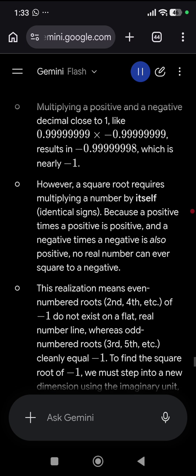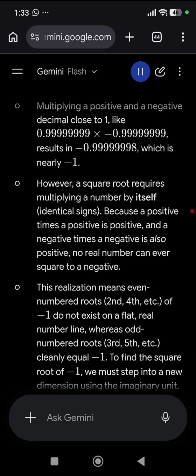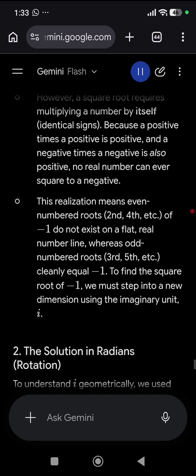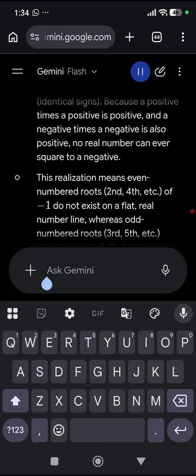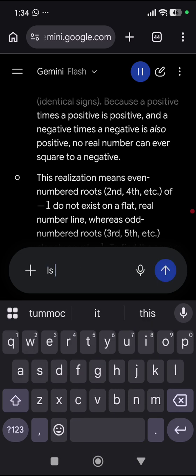However, a square root requires multiplying a number by itself, identical signs. Because a positive times a positive is positive, and a negative times a negative is also positive, no real number can ever square to a negative. This realization means even-numbered roots, second, fourth, etc., of -1 do not exist on a flat, real number line, whereas odd-numbered roots, third, fifth, etc., cleanly equal -1.